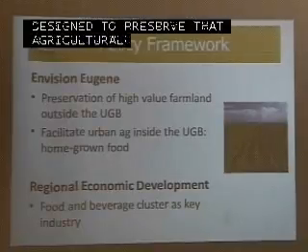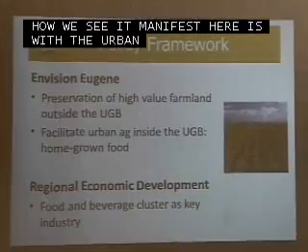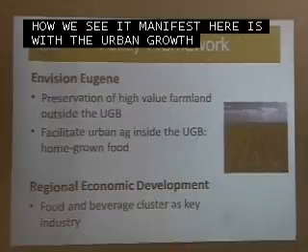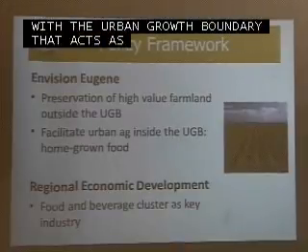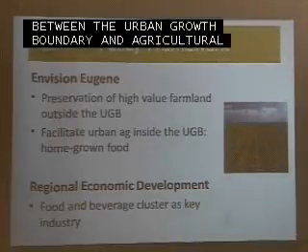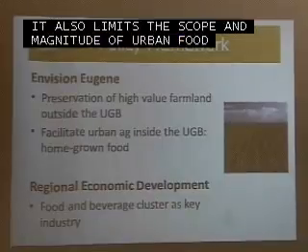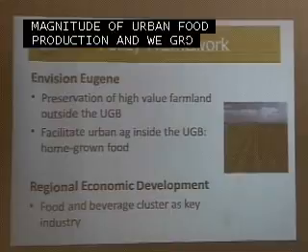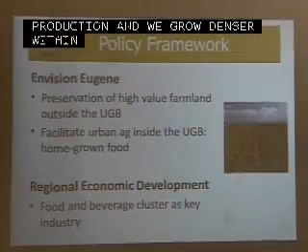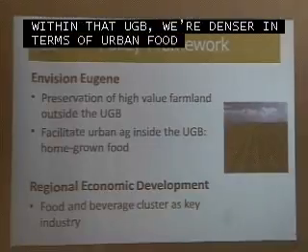How we see it manifest here is with the urban growth boundary that acts as an interface between that dense urban development and the outlying agricultural uses. And it helps to define what that interface looks like. It also limits the scope and magnitude of urban food production. As we grow denser within that UGB, we're more limited with what we can achieve in terms of urban food production. That being said, within the Envision Eugene framework, there's recognition that homegrown food supports our local food security.